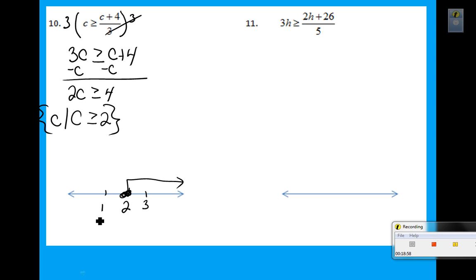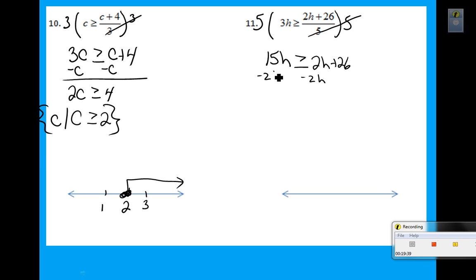And then one last one. Here goes our number 11. Once again, if you were in class, I would ask you, what do you not like? And you're going to tell me the fraction. So we're going to get rid of it. I'm going to multiply both sides by 5. 5 times 3h is 15h is greater than or equal to this 2h plus 26 over 5 times 5. Check this out. Those 5's cancel out, leaving you just 2h plus 26. Now there's no fractions.